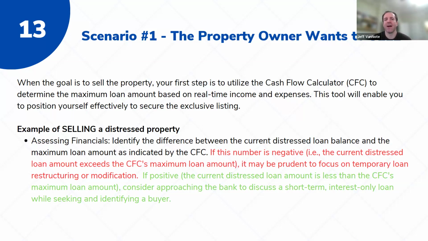Assessing financials. Identify the difference between the current distressed loan balance and the maximum loan amount as indicated by the cash flow calculator. If this number is negative, the current distressed loan amount exceeds the CFC's maximum loan amount, and it may be prudent to focus on temporary loan restructuring or modification. If the number is positive, the current distressed loan amount is less than the CFC's maximum loan amount, consider approaching the bank to discuss a short-term interest-only loan while seeking and identifying the buyer.